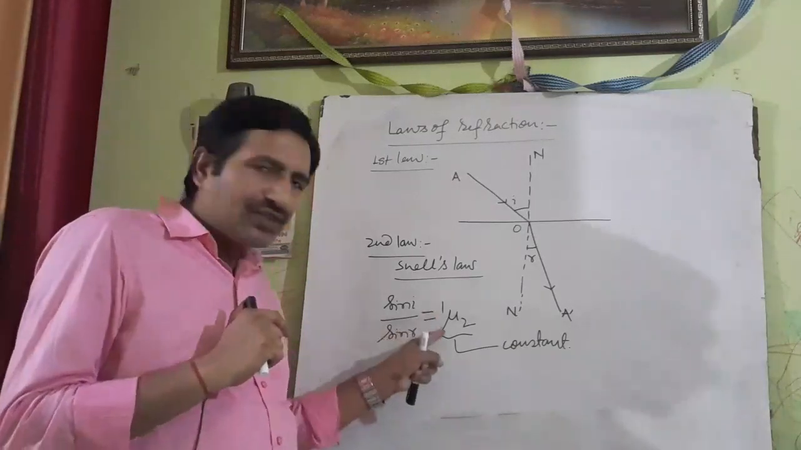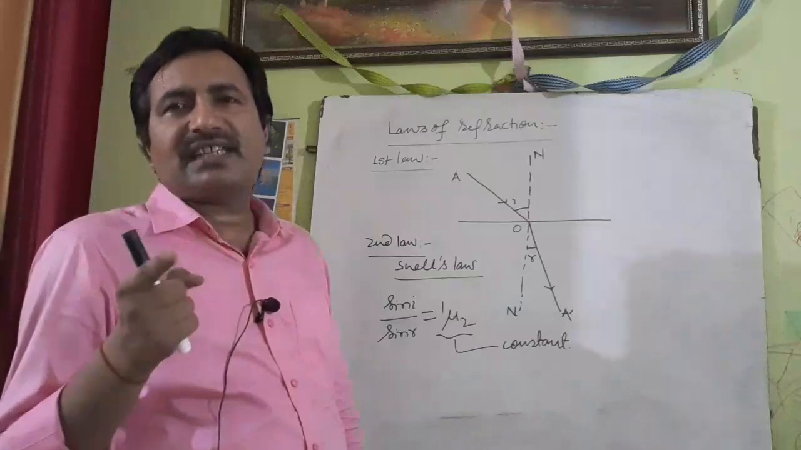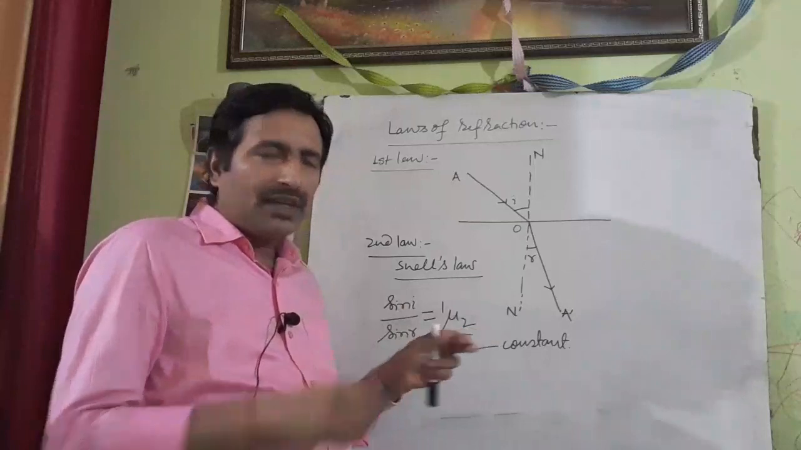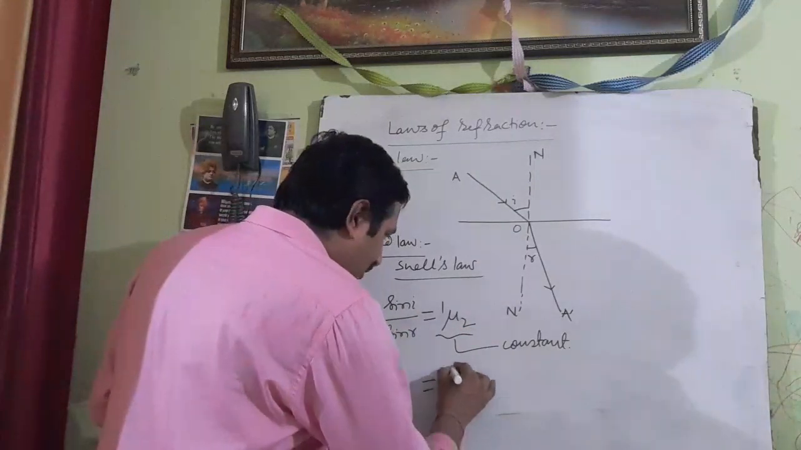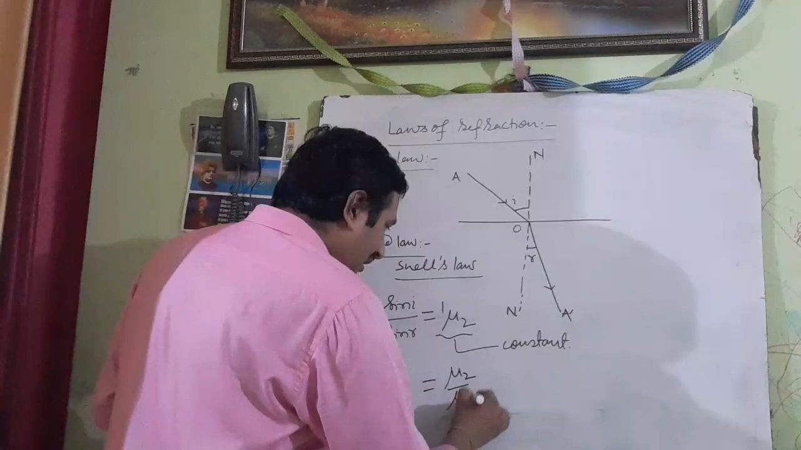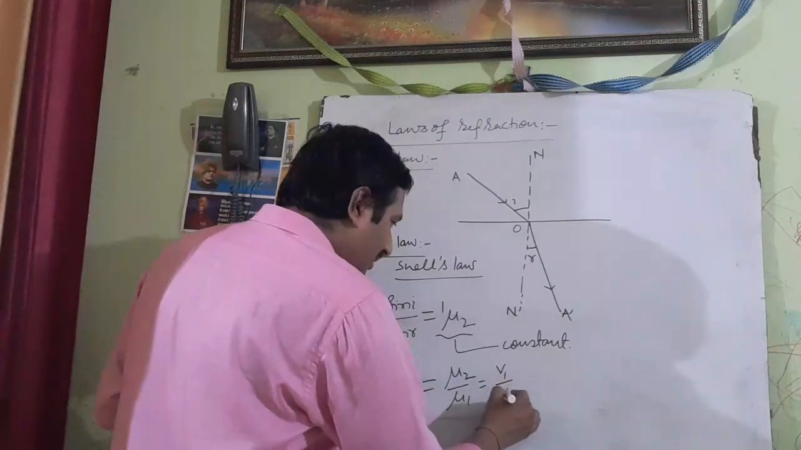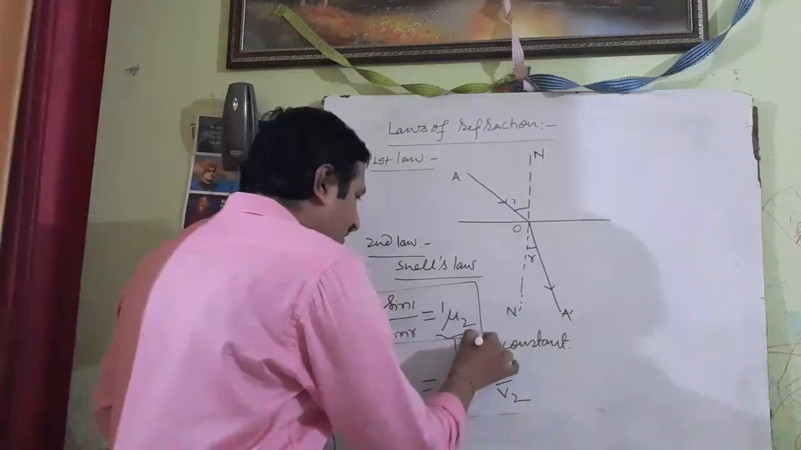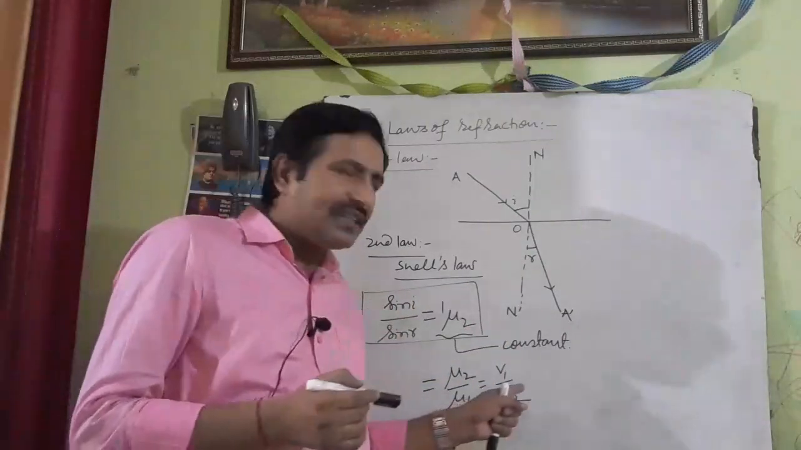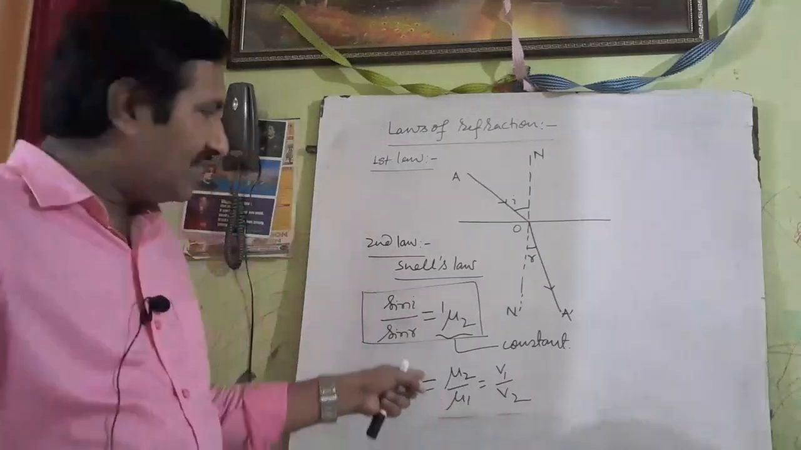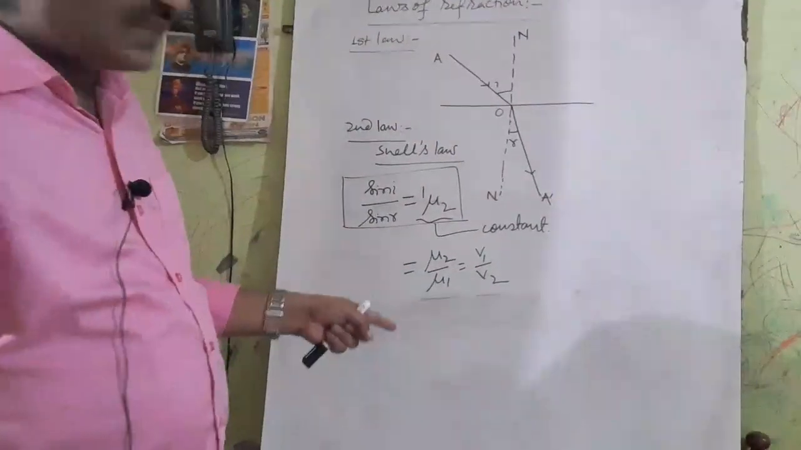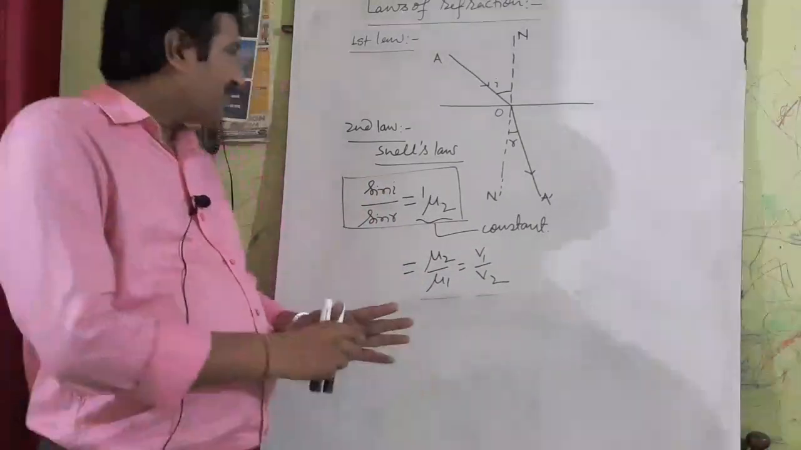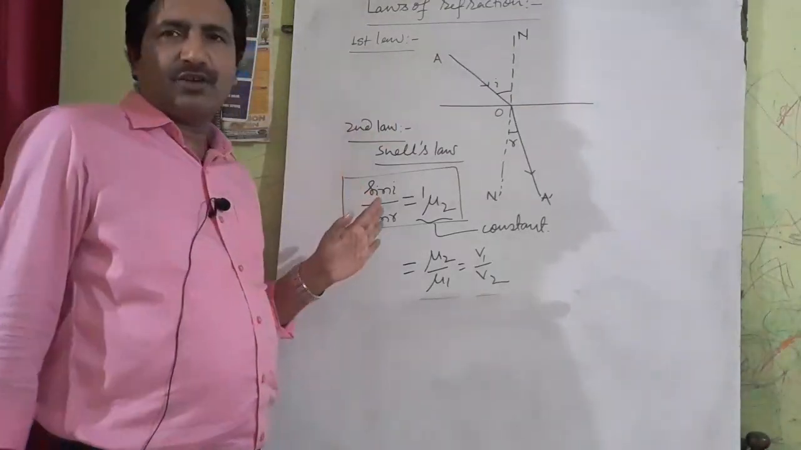and that constant is the relative refractive index of the second medium with respect to the first medium, that is 1 mu 2. You can express 1 mu 2 as mu 2 by mu 1. This is also equal to V1 by V2. It means sin I by sin R is equal to 1 mu 2. This is Snell's law, and this can be related to the speed of light also. This can be related to the absolute refractive indices of the two media also. So I think you understood the first law and second law.